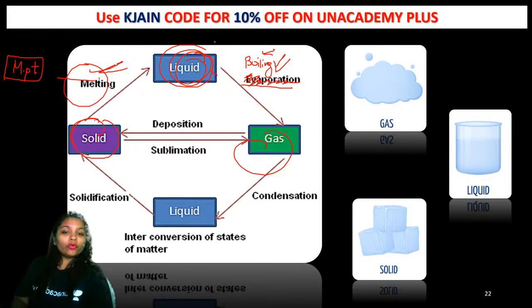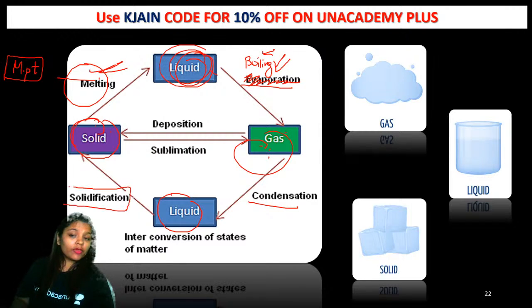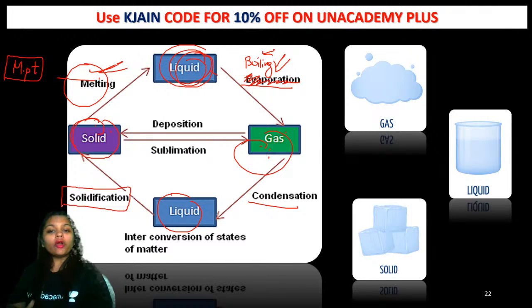Similarly, if you want to go in reverse, like converting gas into liquid, then you have to decrease the temperature. You have to cool it. So by condensation you can go from gas to liquid. Or if you want to go from liquid to solid, you can easily do that by solidification. You just have to cool your liquid.